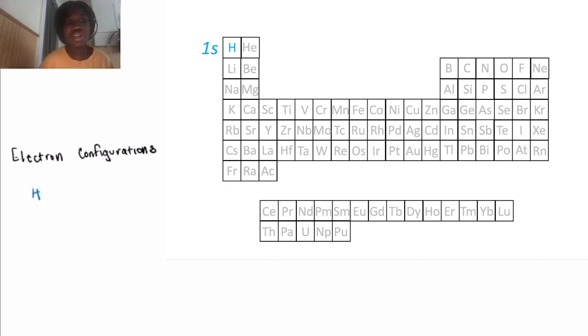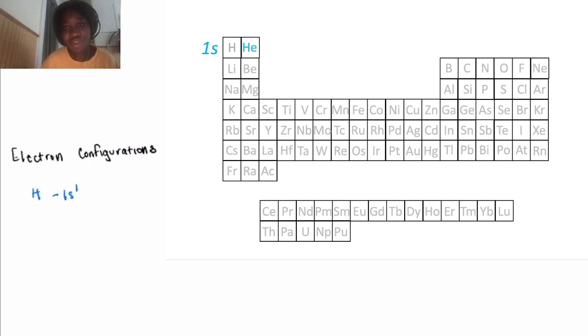And one thing that we want to know is hydrogen's atomic number. And hydrogen's atomic number is 1. That means that hydrogen has 1 electron. And it is in the 1s orbital, as we can see. And so that means we write its electron configuration as 1s1.